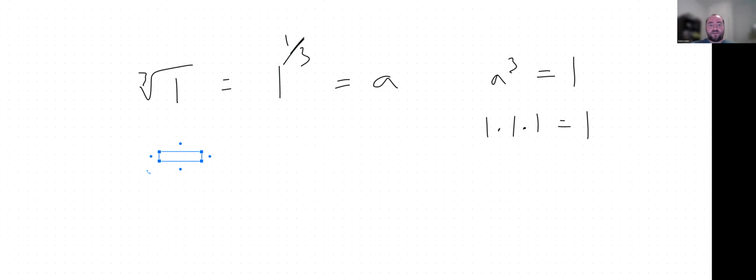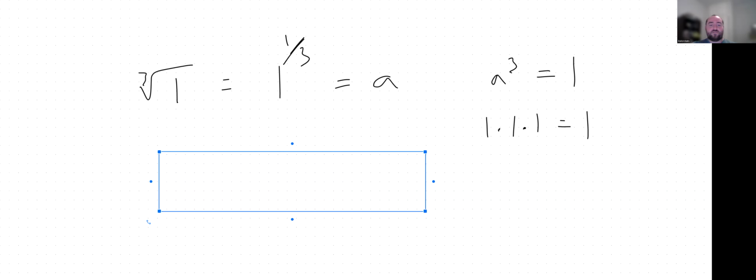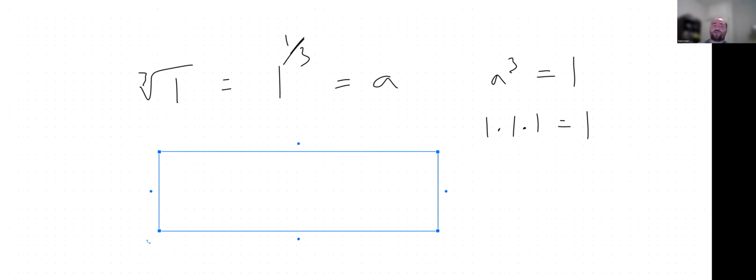Fundamental theorem of algebra. The number of roots of a polynomial is equal to its order. It may be phrased differently in your textbook, if you even have a textbook, because people don't use textbooks anymore. But that's basically what it is.